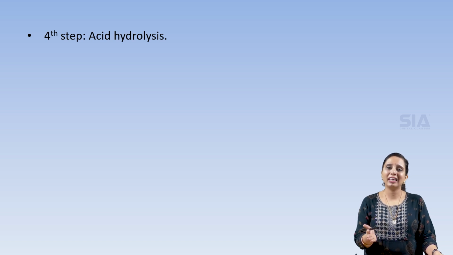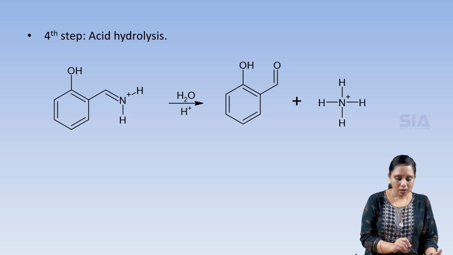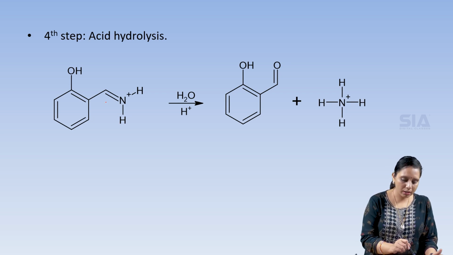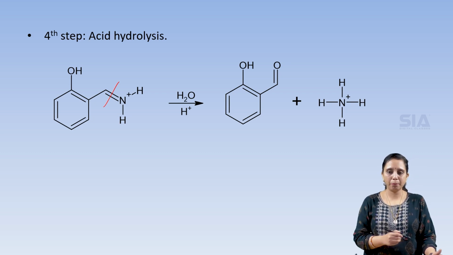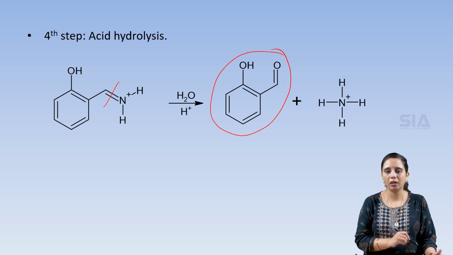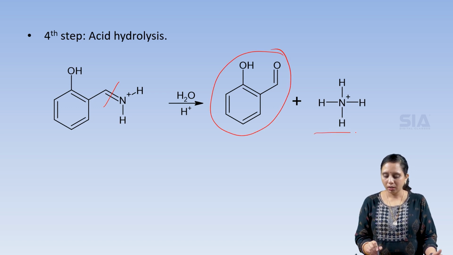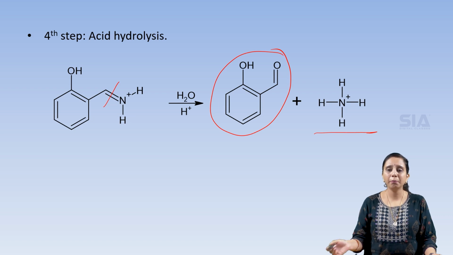Bonds are broken with the help of water. So here and here itself we get these bonds broken. These double bonds here get broken, and the final product salicylaldehyde is formed, with the extra compound, the minor product, which is formed as a quaternary ammonium salt or simply an ammonium ion.